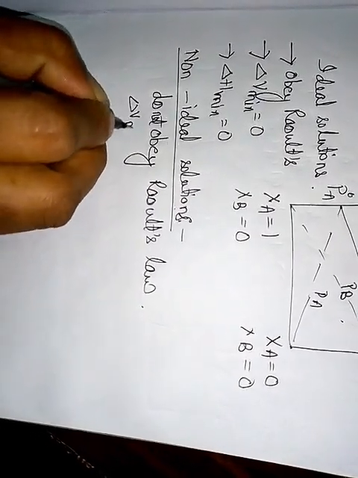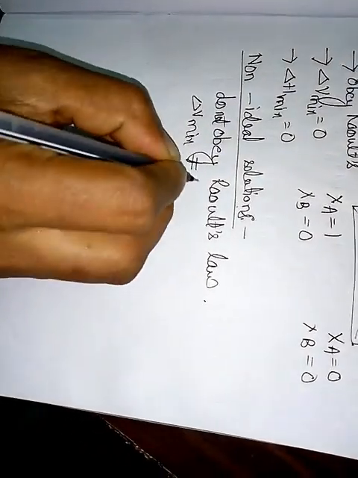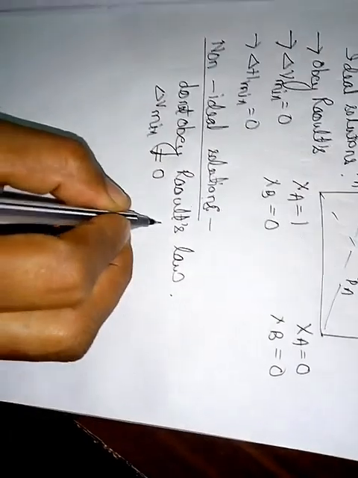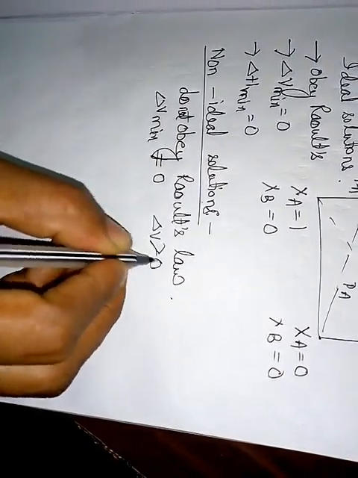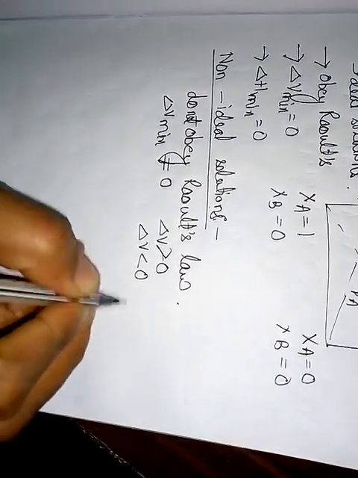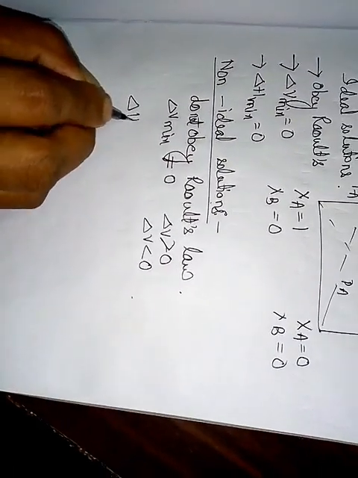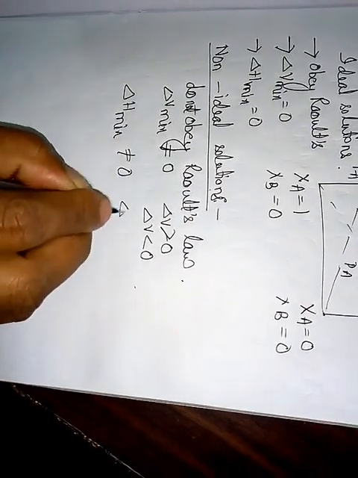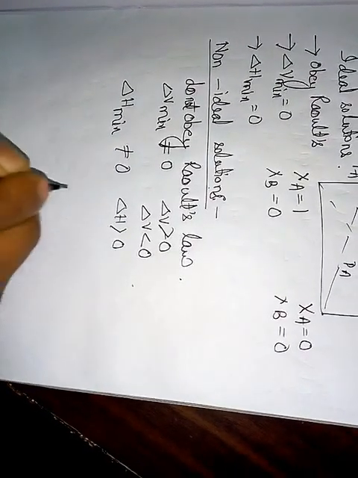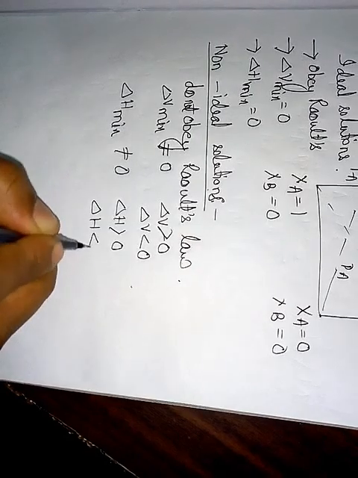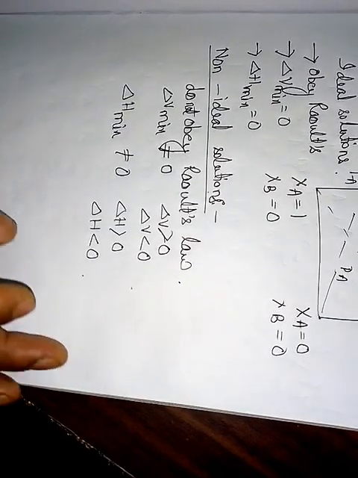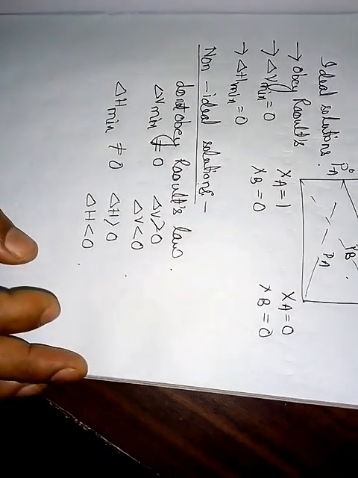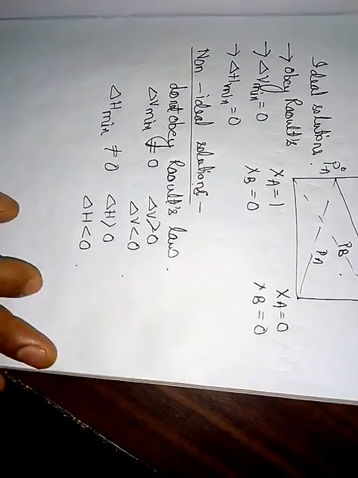Then delta V mixing is not equal to 0. It may be greater than 0, it may be less than 0. Accordingly, 2 types of non-ideal solutions. And also delta H mixing is not equal to 0. Accordingly, delta H greater than 0 and delta H less than 0. Accordingly, 2 categories of non-ideal solutions.